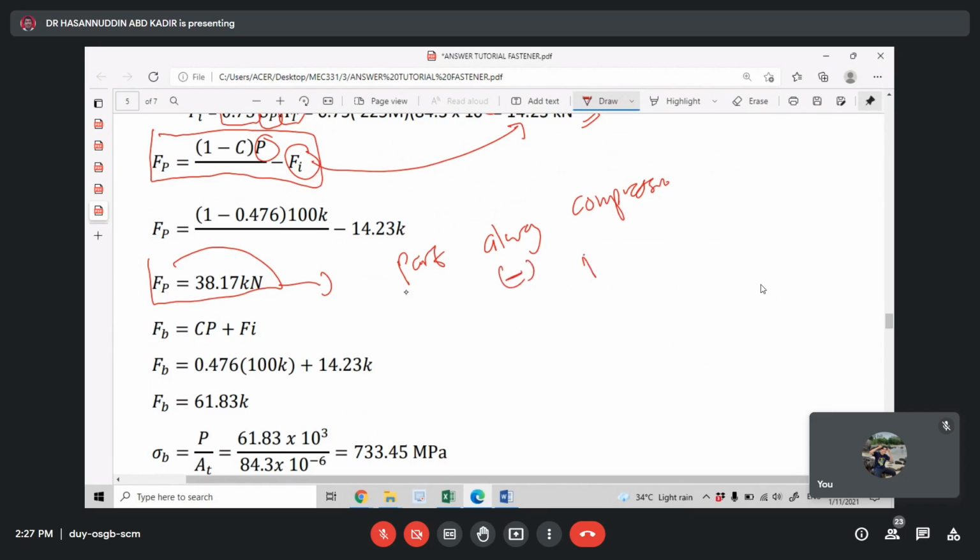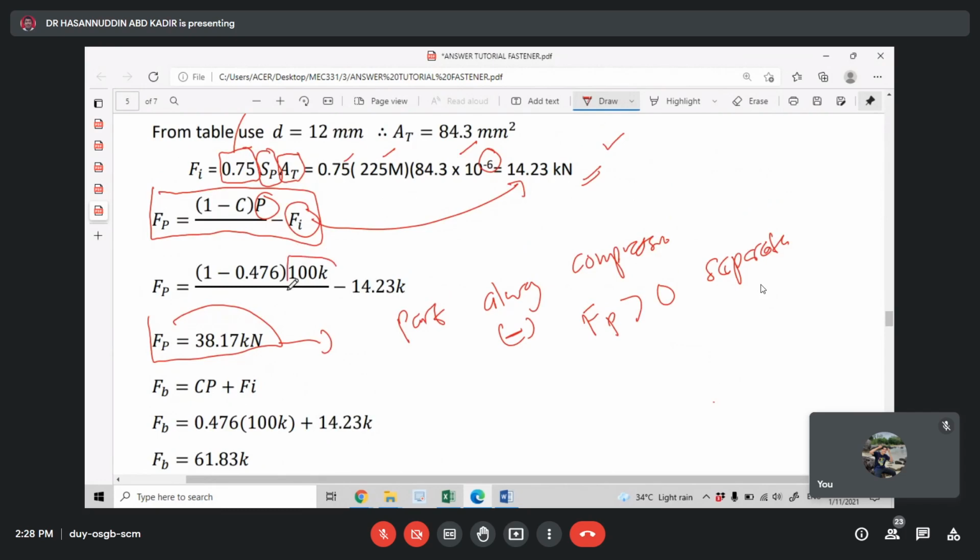So let's say the FP you get is more than 0, that means they will separate. Okay, the bolt cannot sustain. Okay, the parts will separate. Because the value here is more than 0. So when you give the external load of 100 kN here, the parts will separate, then the bolt cannot sustain.